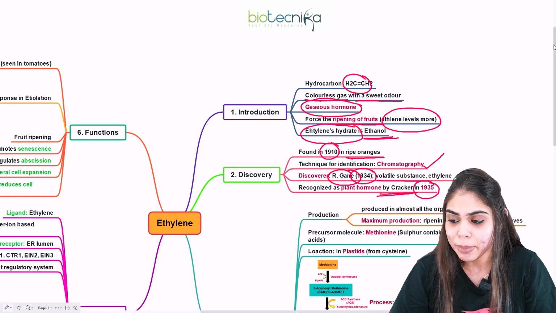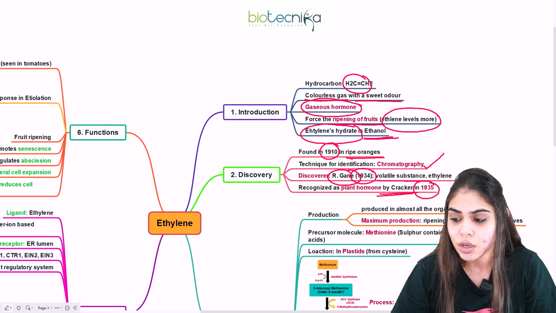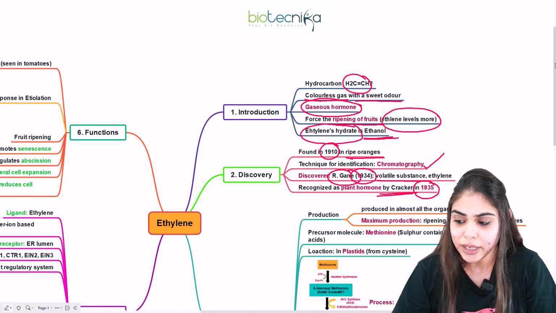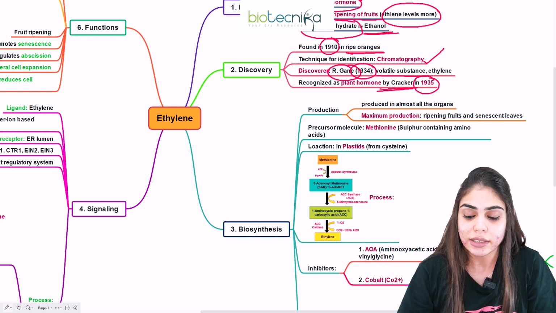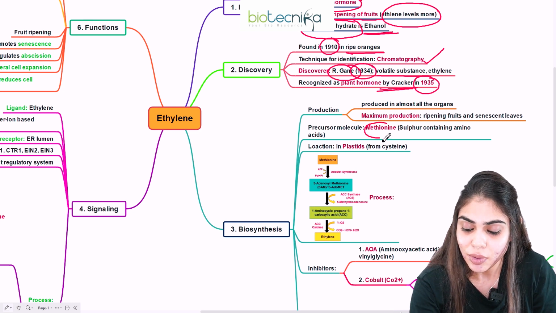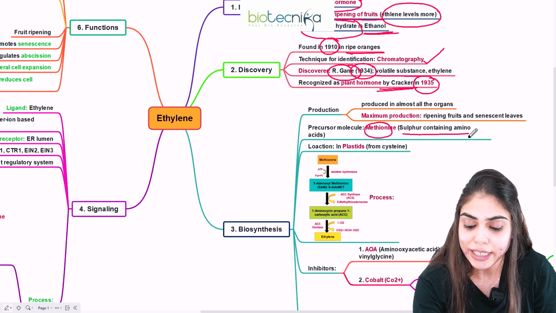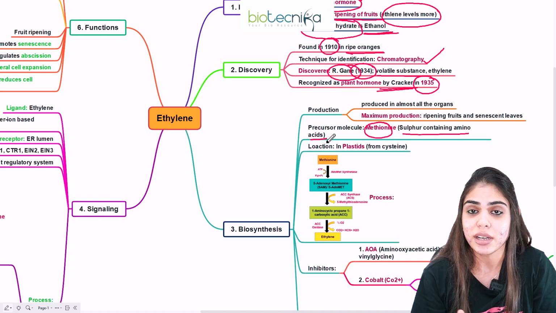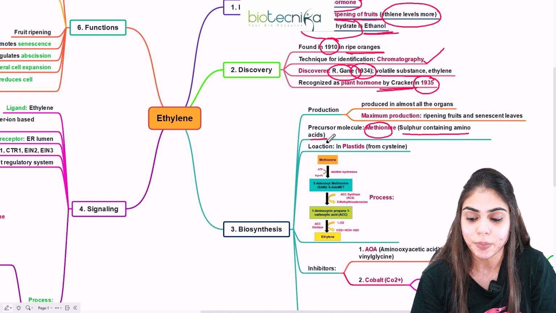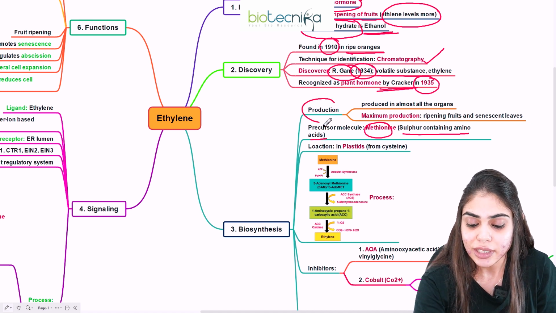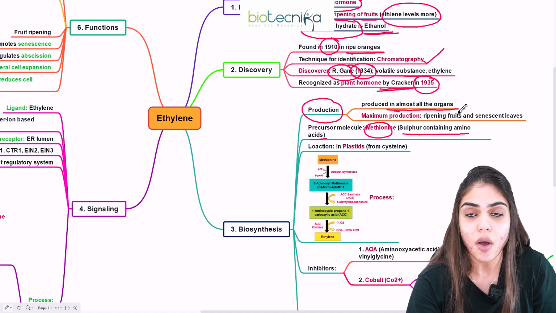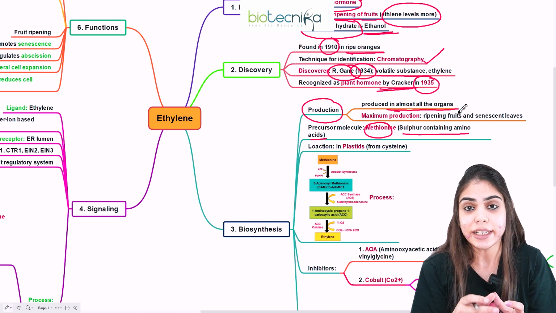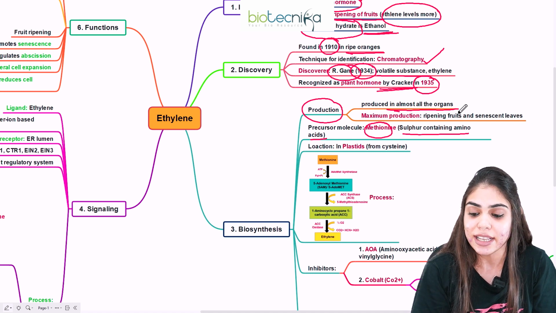So now let's see the biosynthetic mechanism of this phytohormone. What's the precursor for the synthesis of ethylene? It's the amino acid methionine, which is a sulfur-containing amino acid. But how is methionine formed in the plant cell? It is derived from the amino acid cysteine. The production of ethylene is present in all the organs of the plant, meaning it is present in all the plant cells as well as tissues.